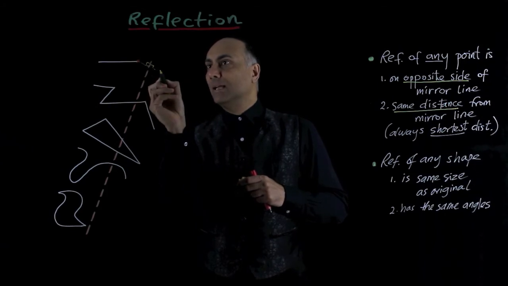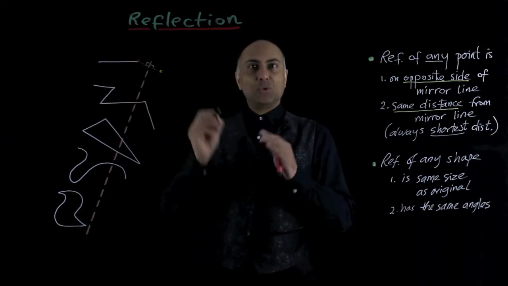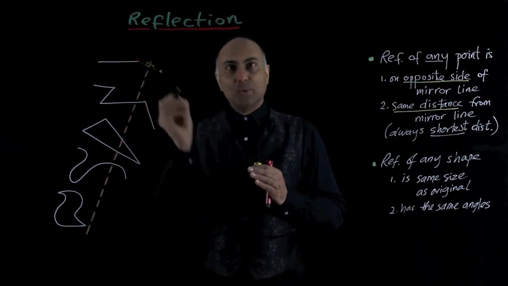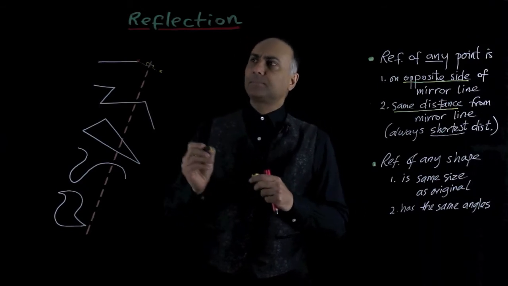So the reflection would be about there. So obviously I'm doing it freehand and I'm estimating, but you can use a ruler if you want. You can use a set square just to learn the process.